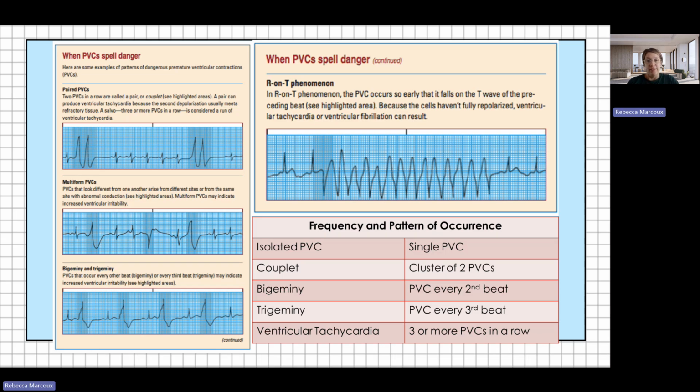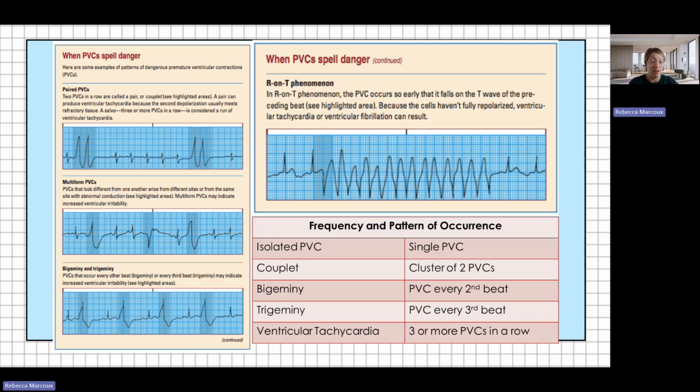When we start to get worried about PVCs is when there are a lot of them, when there are many in a row. So we'll get into it. If we have two PVCs in a row here, we call these paired PVCs or couplets. And that, again, can be more concerning than just having one isolated PVC, as there is a higher risk of that R-on-T phenomenon that we talked about and that we're going to re-talk about here as well.